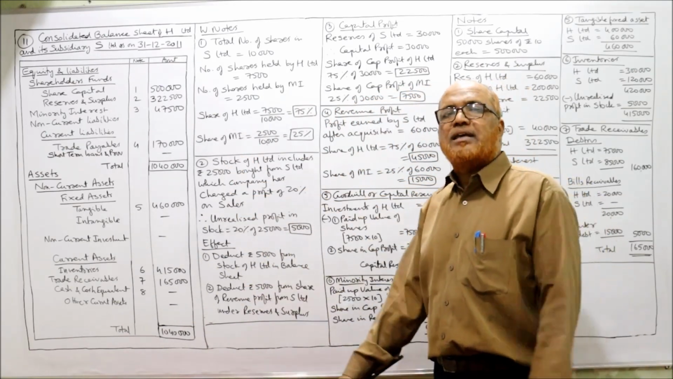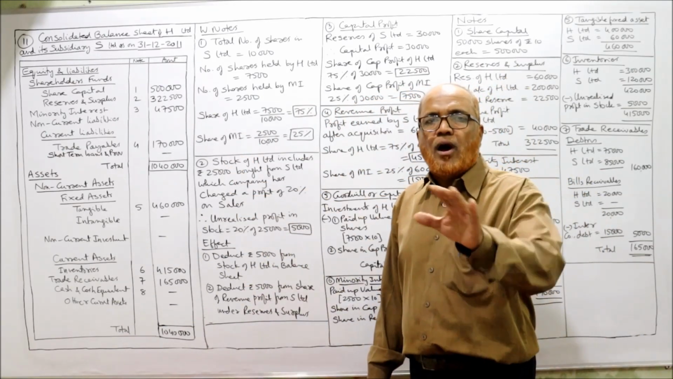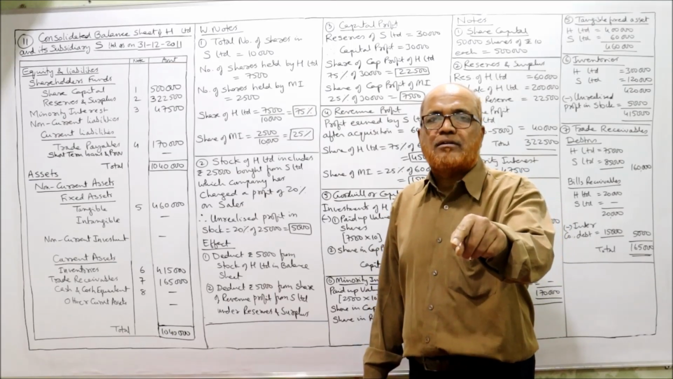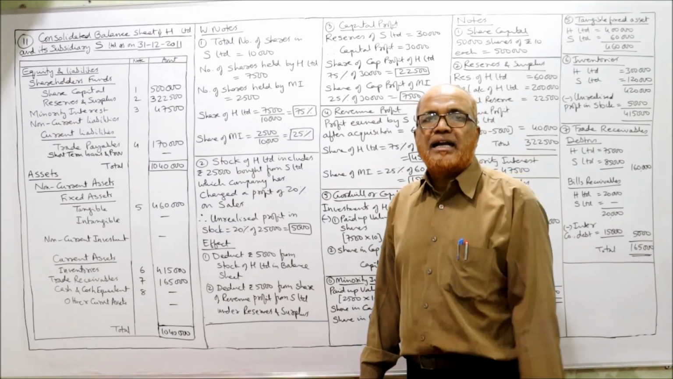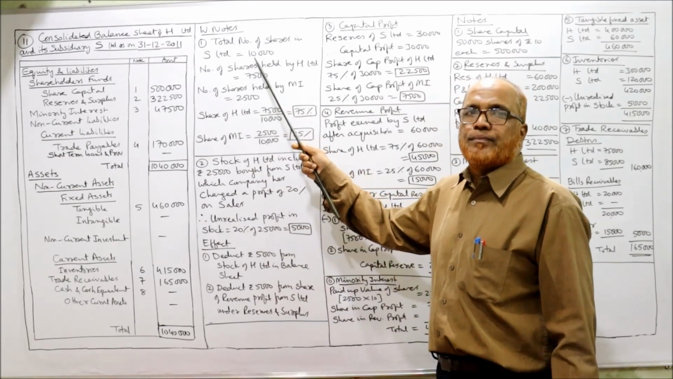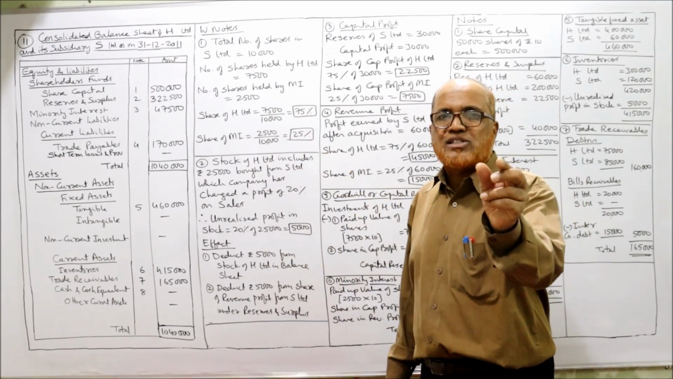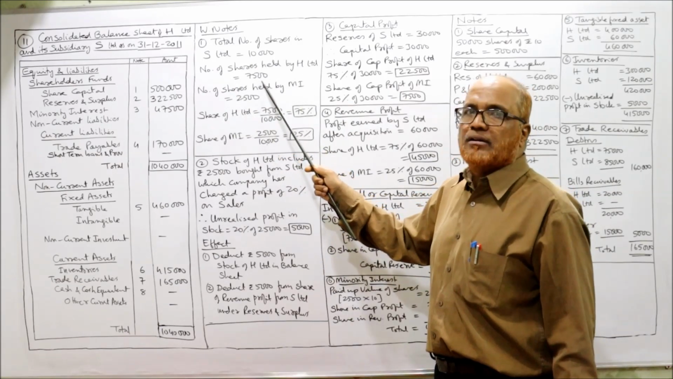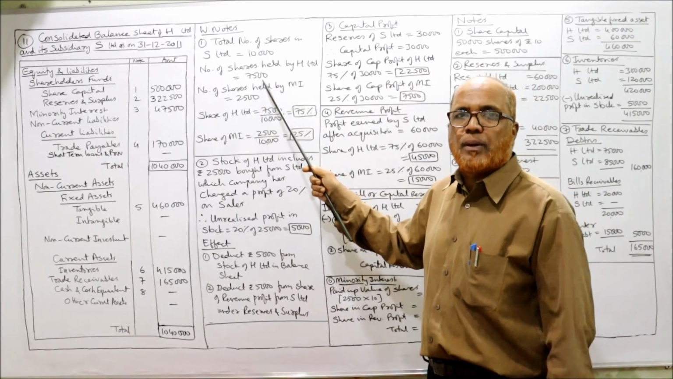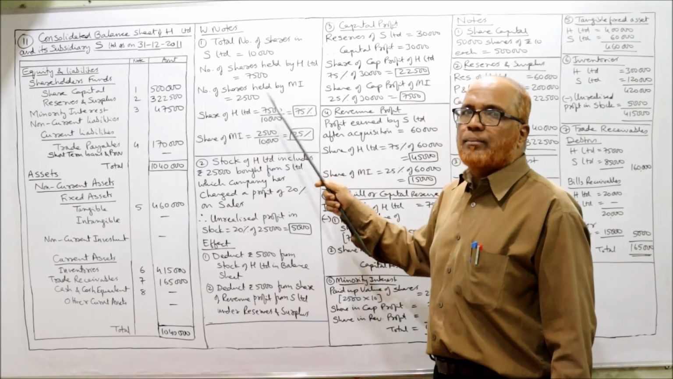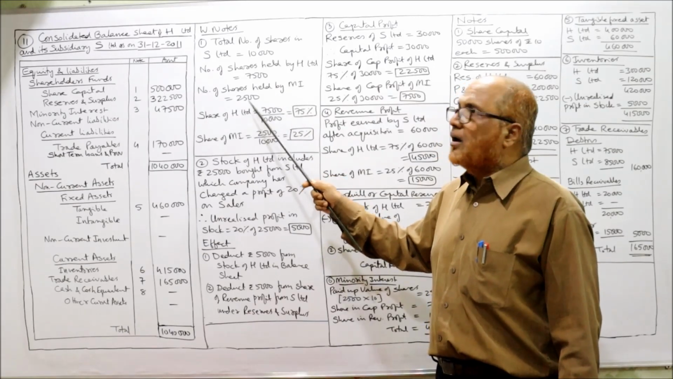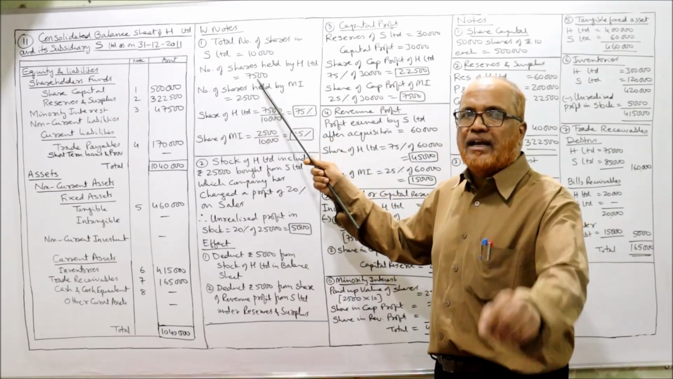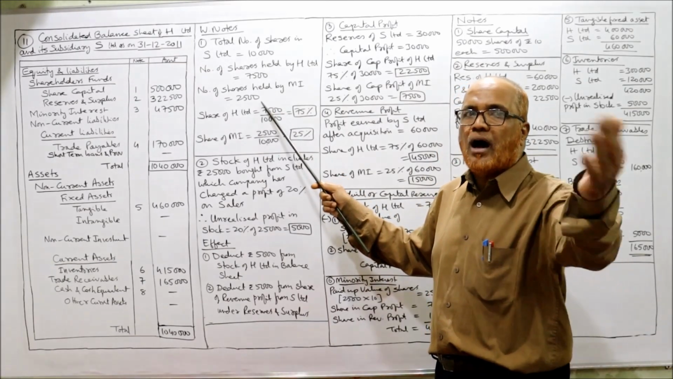Now, working notes. First of all, how many shares are there in S Limited? 1 lakh divided by 10, that is 10,000 shares. The share capital is 1 lakh, the face value of each share is 10 rupees, so 10,000 shares. Number of shares held by H Limited, 7,500, given in the problem. The number of shares held by minority interest, 2,500. Out of 10,000, 7,500 are held by H Limited, 2,500 by outsiders.